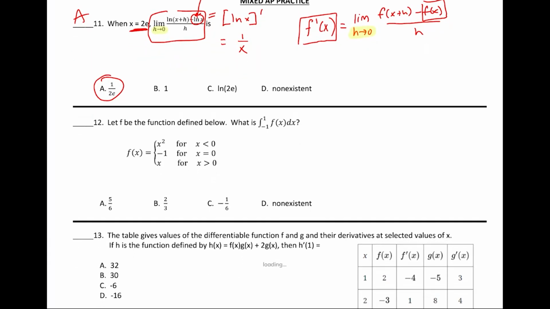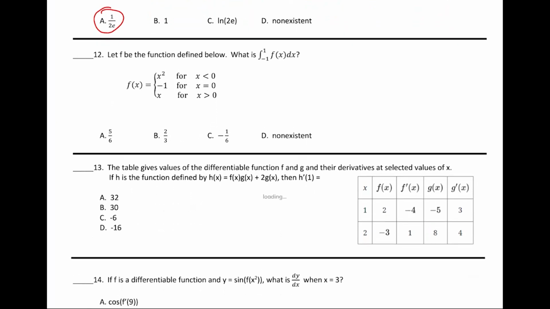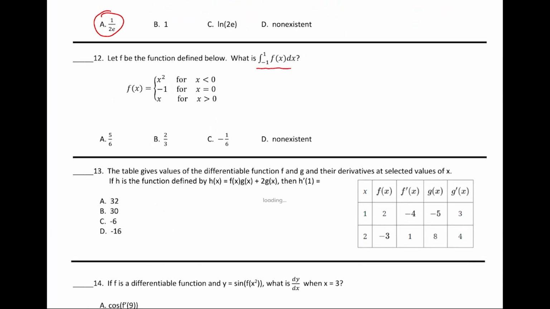Number 12 says, let f be a function defined below. What is the integral from -1 to 1? So what we want is essentially the area bounded by the curve and the x-axis as a signed area, meaning the area above the axis is positive, below the axis is negative. But since the function is broken down into a piecewise like this, basically what we need to do is break up this integral.